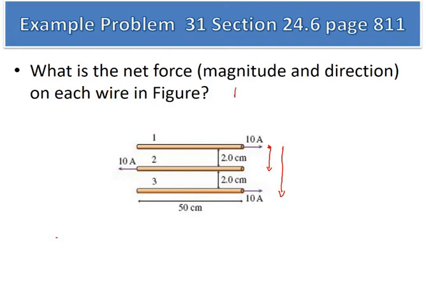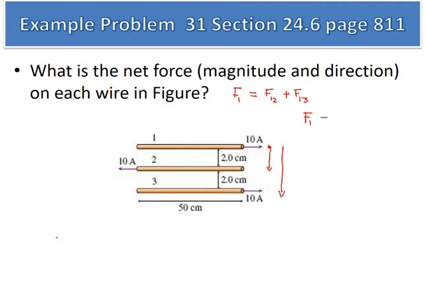First, the net force, let's call it F1, is going to be the force that 1 is exerting on 2 plus the force that 1 is exerting on 3, right? This is the first cable, this is the second cable, and this is the third cable. So we're going to look at the force interacting between 1 and 2 and then between 1 and 3. Okay, good. So let's calculate first F1 due to 2.